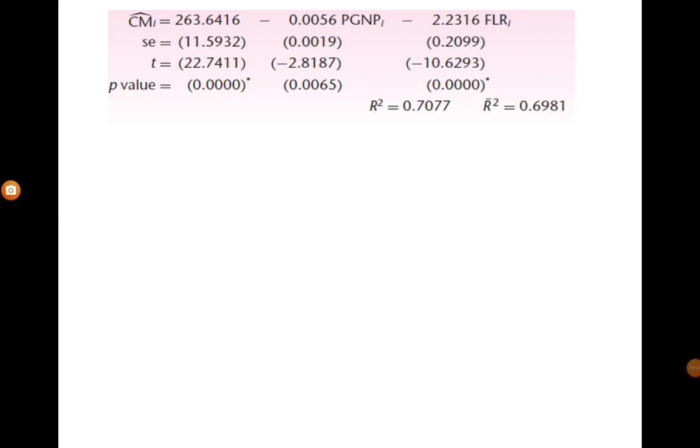Once again, let's have a look at this example from the Basic Econometrics book by Damodar Gujarati. This is the regression result based on a sample of 64 observations. Our dependent variable, or y variable, is CM, which is child mortality, and the two independent or explanatory variables that we are considering in this model are PGNP, which stands for per capita GNP, and FLR, which stands for female literacy rate.